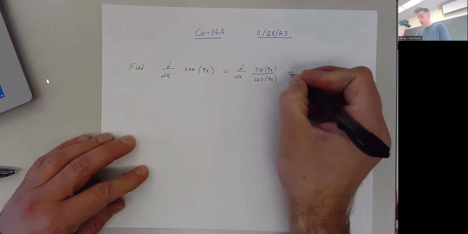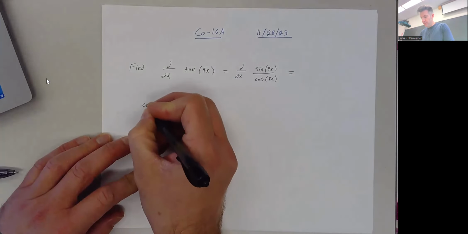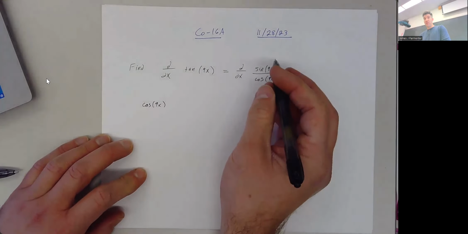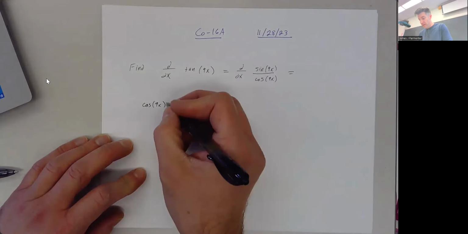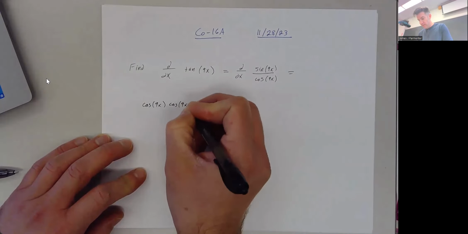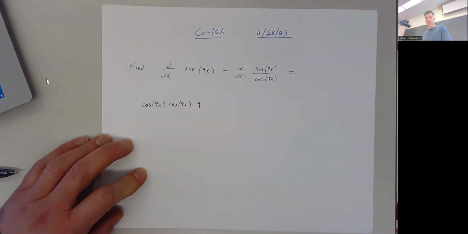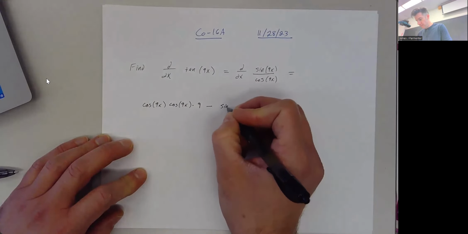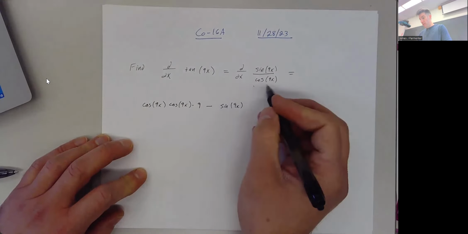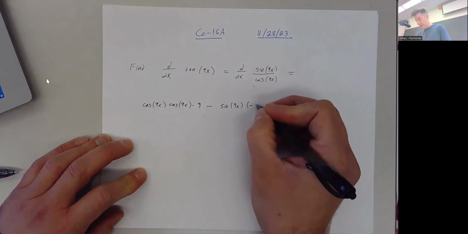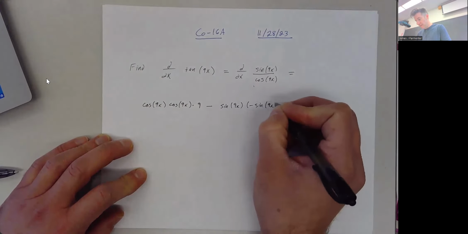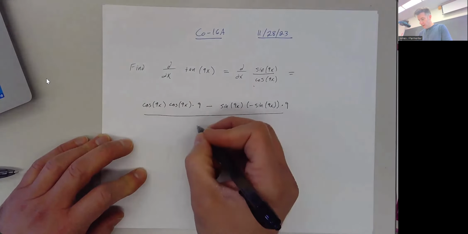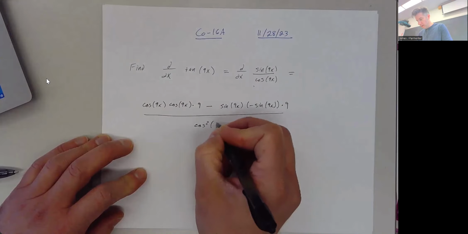So quotient rule: bottom, derivative of the top. Make sure we take the derivative of sine of 9x. You also have to use the chain rule: the derivative of sine of some stuff is cosine of the stuff times the derivative of the stuff. Minus, then we flip it, top, derivative of the bottom. The derivative of cosine of some stuff is negative sine of that stuff times the derivative of that stuff, all divided by cosine squared of 9x.